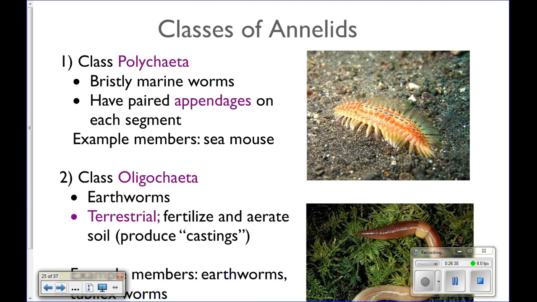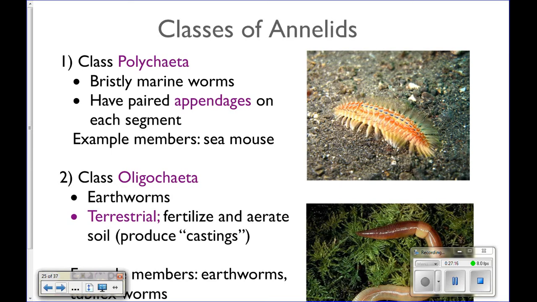Okay, so classes of annelids. The class of annelids that we're most likely to find in the ocean is class Polychaeta. So polychaete worms. These are bristly marine worms. On each segment, they have these two little extensions, one on either side of their body, that are called parapodia. And those little parapodia have attached to them these bristles. So think of wiry, strong hairs.